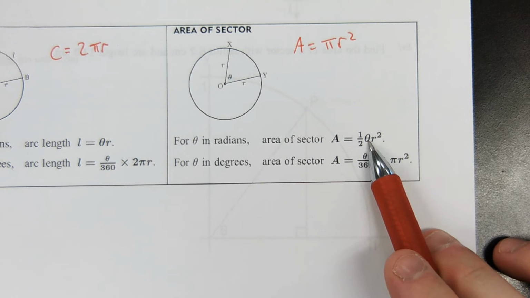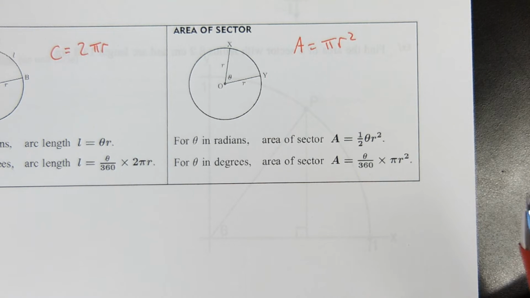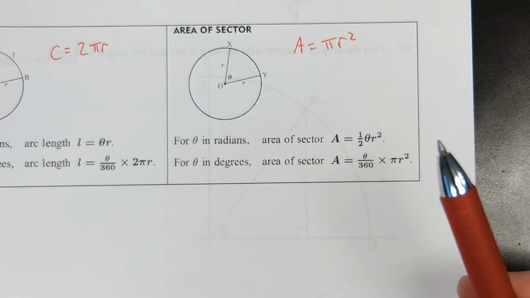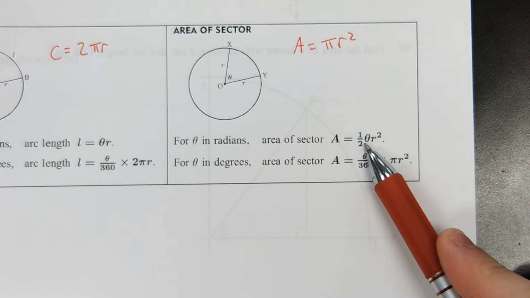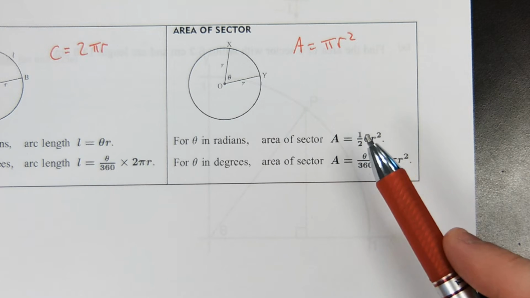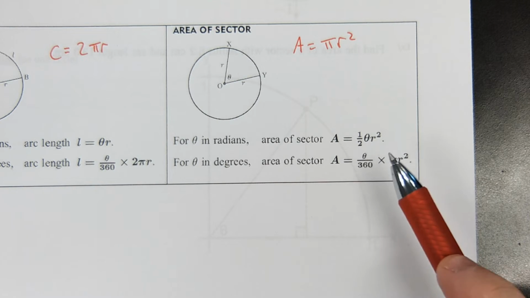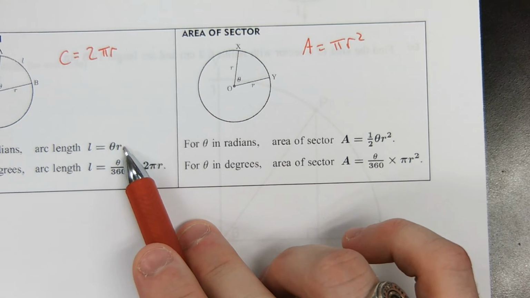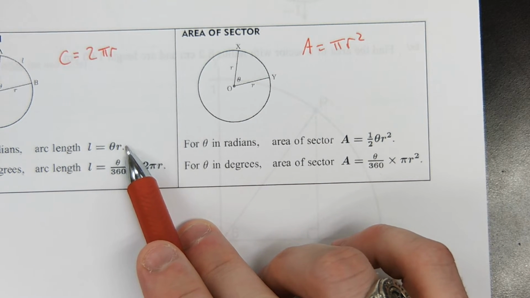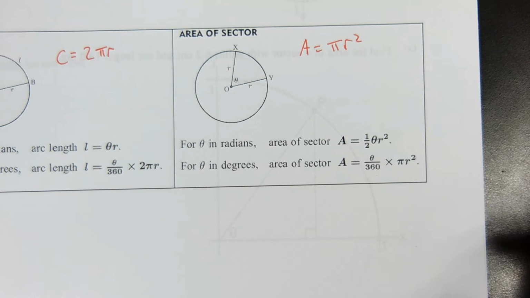Notice that this formula doesn't have a pi in it, but this one does. That's because pi radians represents 180 degrees. This 1/2 is coming from the fact that we can throw 180 degrees over pi in for theta, and you would get this formula. So that's where the 1/2 is coming from. Anyway, arc length, I say r theta, theta r, whatever. Sector area, 1/2 theta r squared. Boom, they're in the reference sheet, ready to rock and roll.